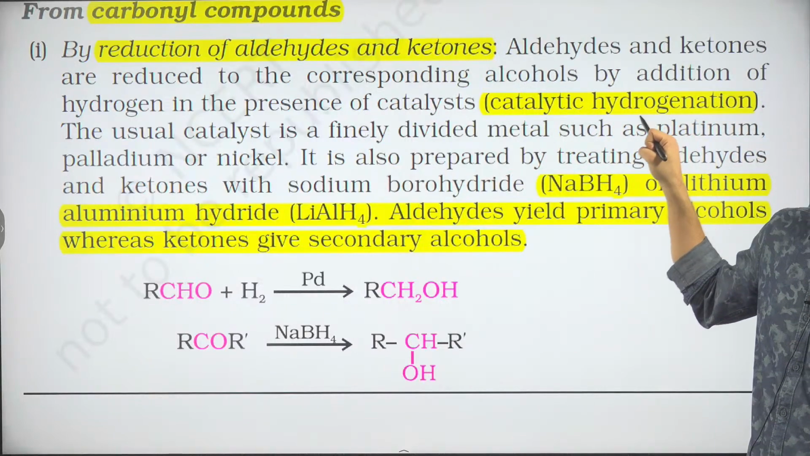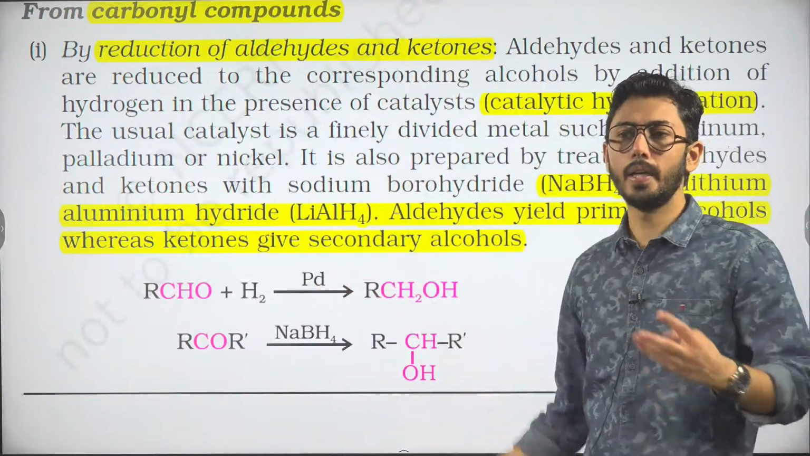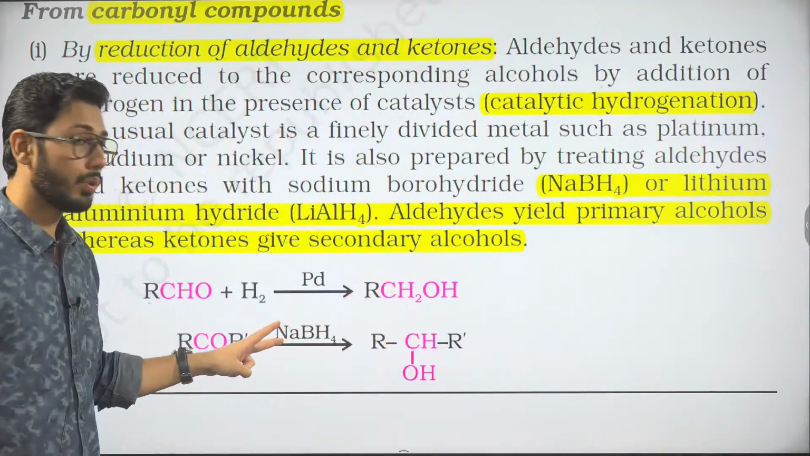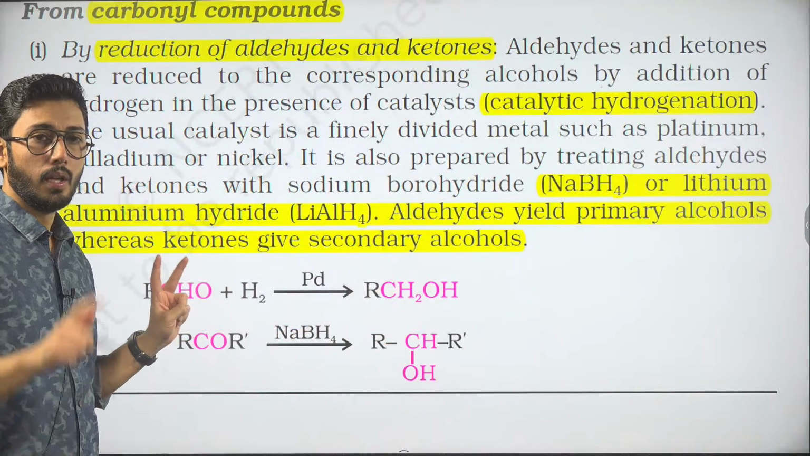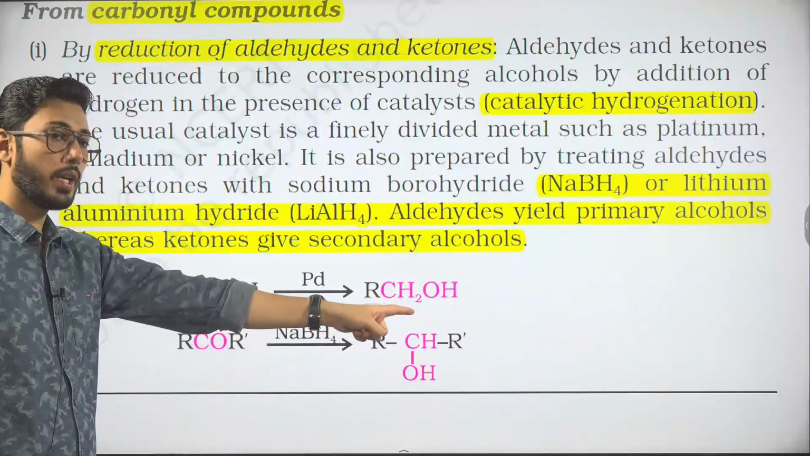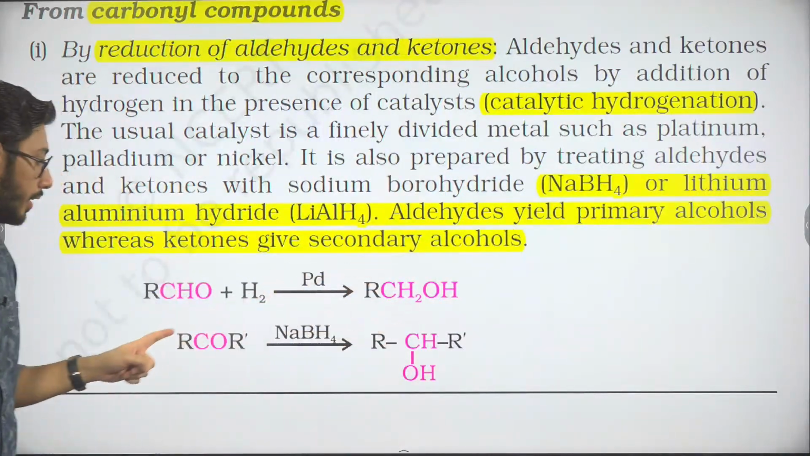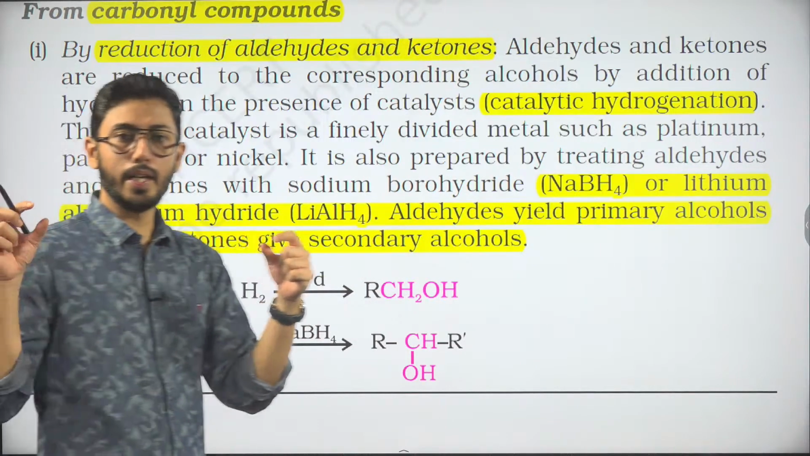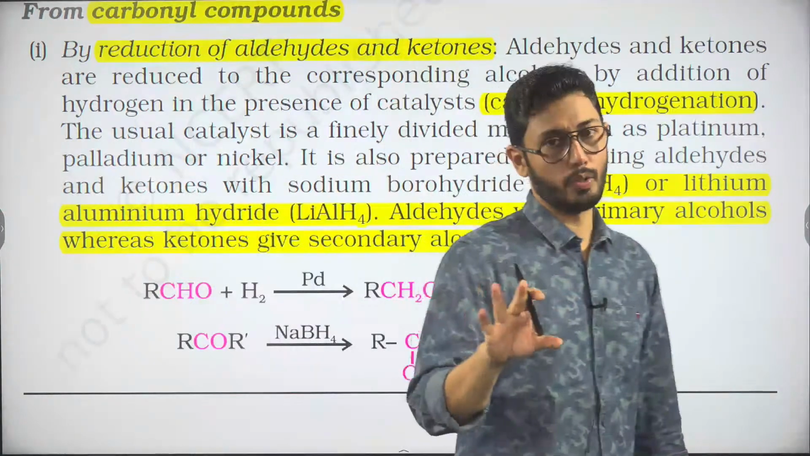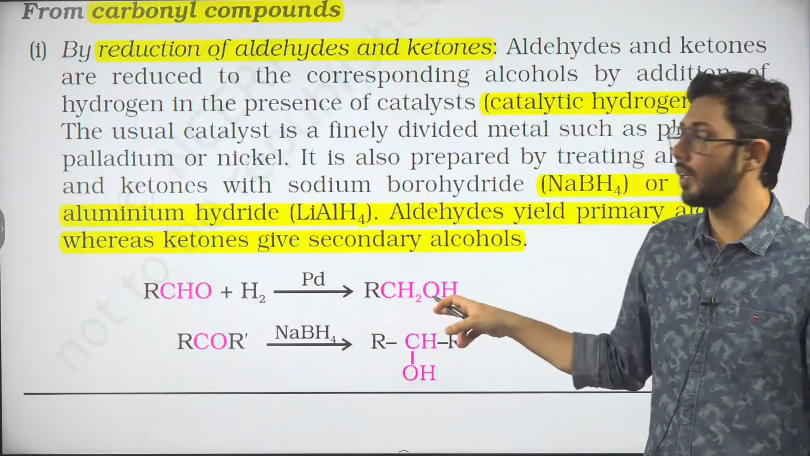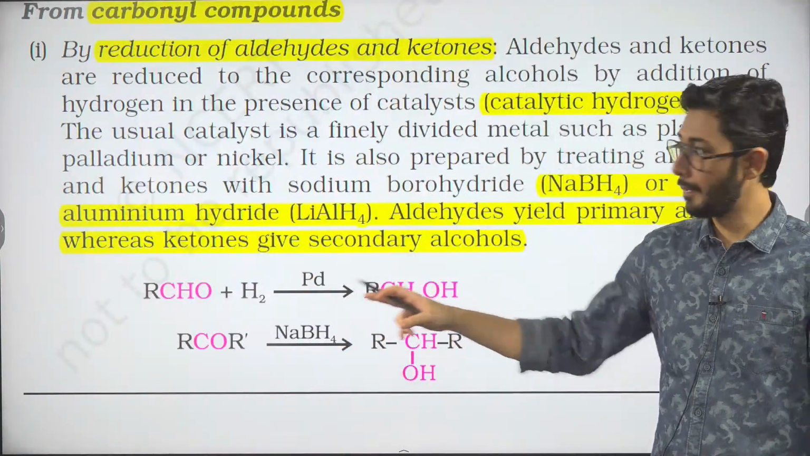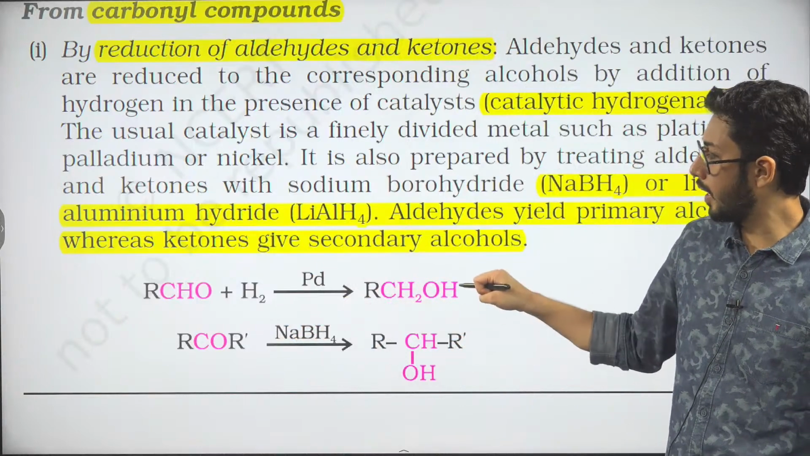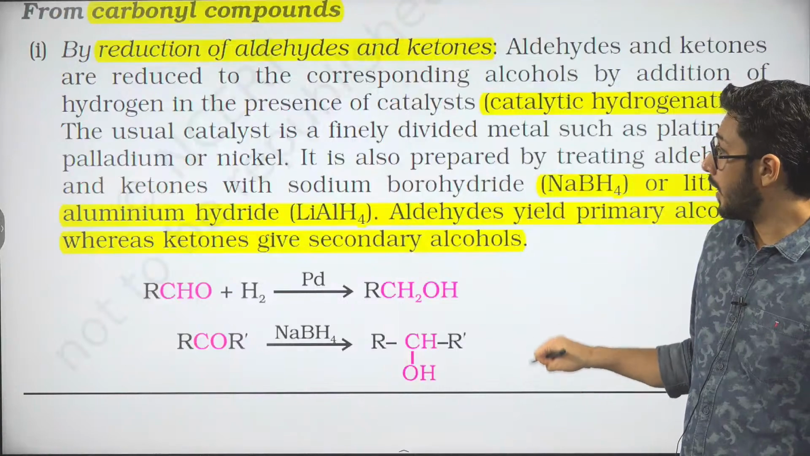Catalytic reduction means what? Hydrogen in the presence of a catalyst: palladium, platinum or nickel. The second reagent, LiAlH4 or NaBH4, also does the same. Aldehyde is reduced to which alcohol? Primary. Ketone is reduced to which alcohol? Secondary. You just have to think about the addition of hydrogen up to alcohol formation. So aldehyde will surely give you RCH2OH. Ketone will surely give you CHOH, that is a secondary alcohol, while the other is a primary alcohol.